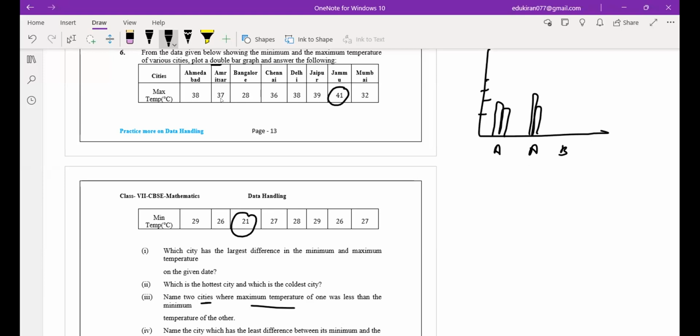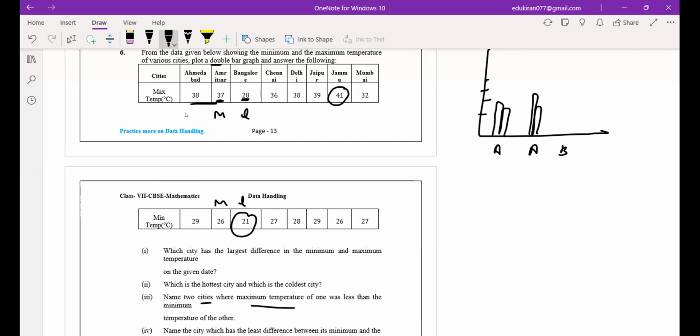Over here, for example, let's just take Amritsar. Amritsar is 37, right? And Bangalore. So you are comparing these two. Over here, this is more and this is less. Here again, this is more, this is less. So this cannot be the pair, right? Yes, ma'am. I just need this one to be less and this one to be more, right?